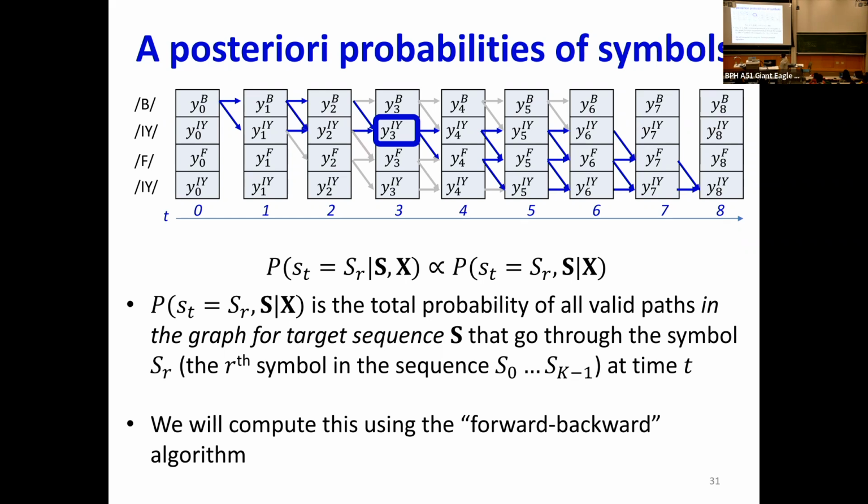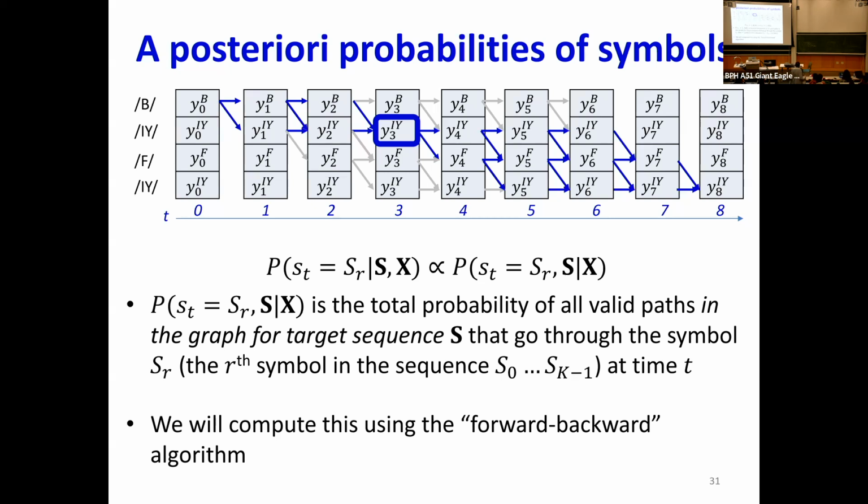Now look at this example. If I'm looking at the posterior, or the probability of having the symbol sequence be BEEFY, and that the fourth input, T equals 3, aligns to the symbol E, that is the probability of all alignments which align X3 to E, right? That is the total probability of the entire subgraph of alignments shown by the blue arrows, the entire subgraph that goes through the highlighted box, which aligns the third input to the symbol E, right?